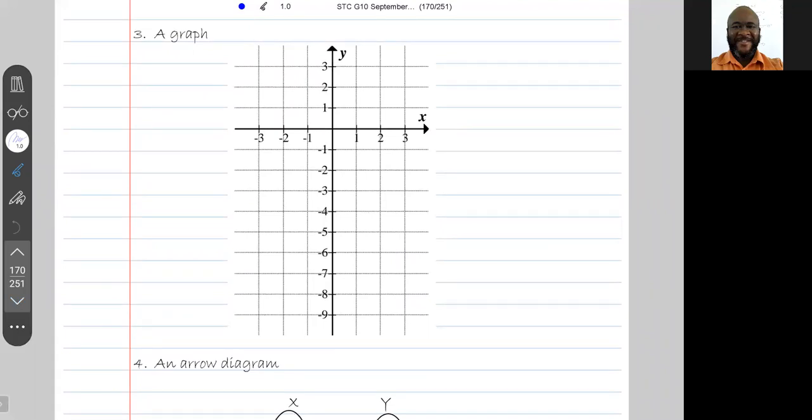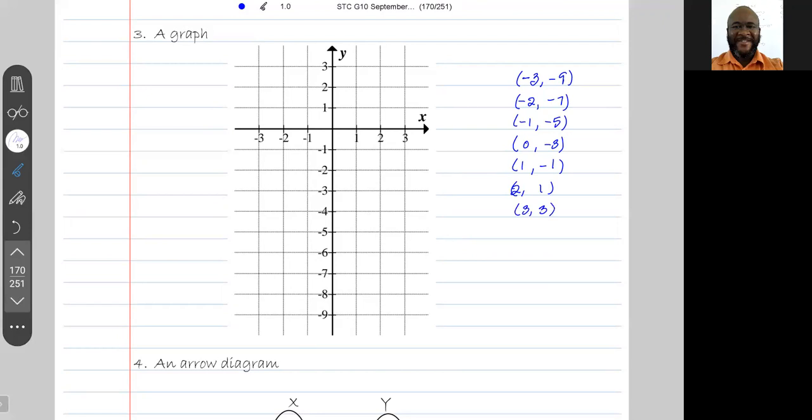So these are the coordinates we're going to be plotting. -3, -9, -2, -7, -1, -5, 0, -3, 1, -1, 2, 1, and 3, 3.